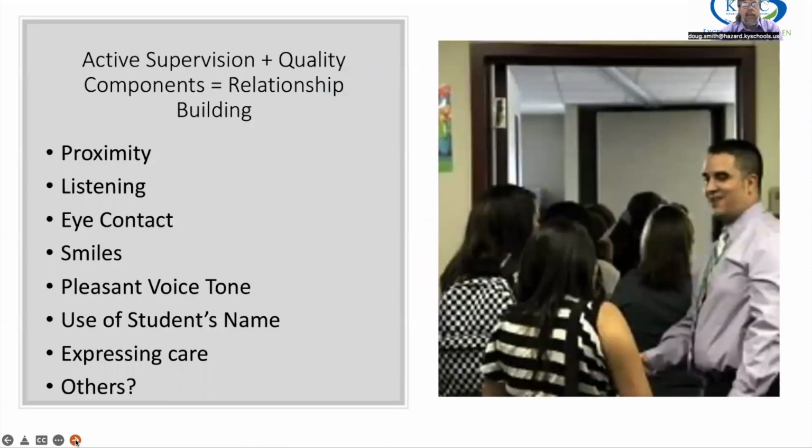And some examples of active supervision could be proximity. Of course, proximity is moving closer to the students in the environment. You can use active supervision in the hallways, active supervision in the cafeteria and the gym. So just be visible, be seen, and be able to interact with your students. Also, listening is an example of active supervision. Just listening to what the students are talking about, being there to listen to the students when they want to talk to you, just being available to the students is an example of active supervision.